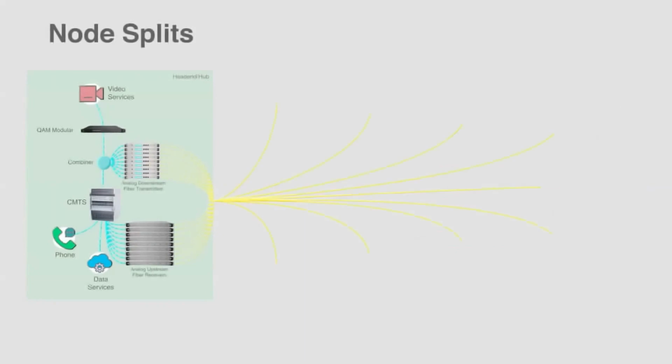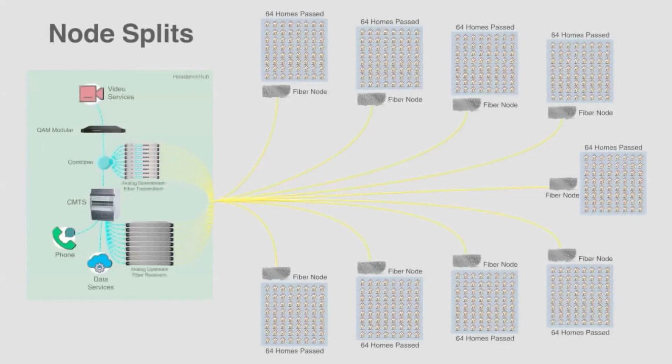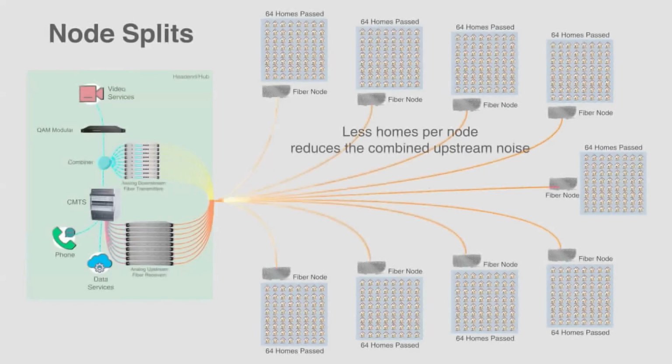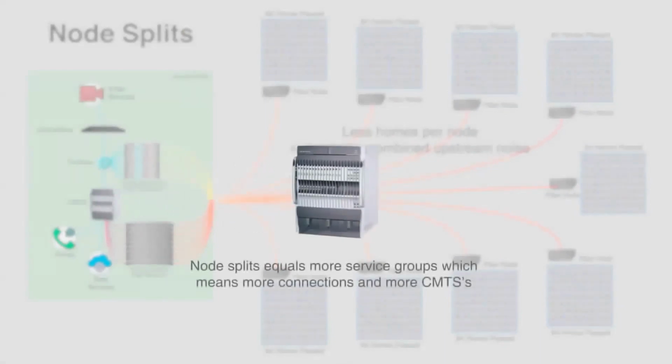We reduce the number of homes per node, and there are fewer users sharing the data. Here we're looking at a node plus 0 architecture. The amplifier cascades have been eliminated, reducing the noise. But we still have noise from the analog fiber link. And by splitting the nodes, we create more service groups. This means there are more CMTSs, which means more powering and more space in the head end. And extra CMTSs cost money.